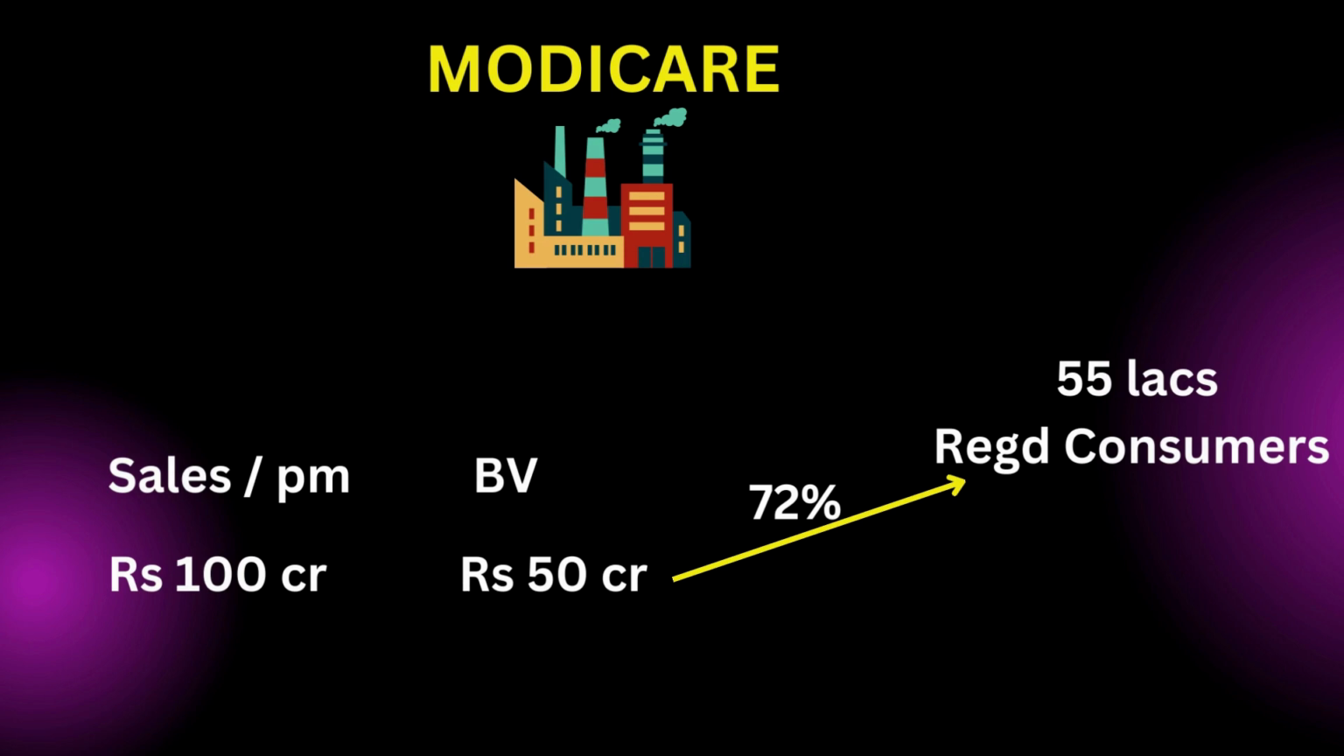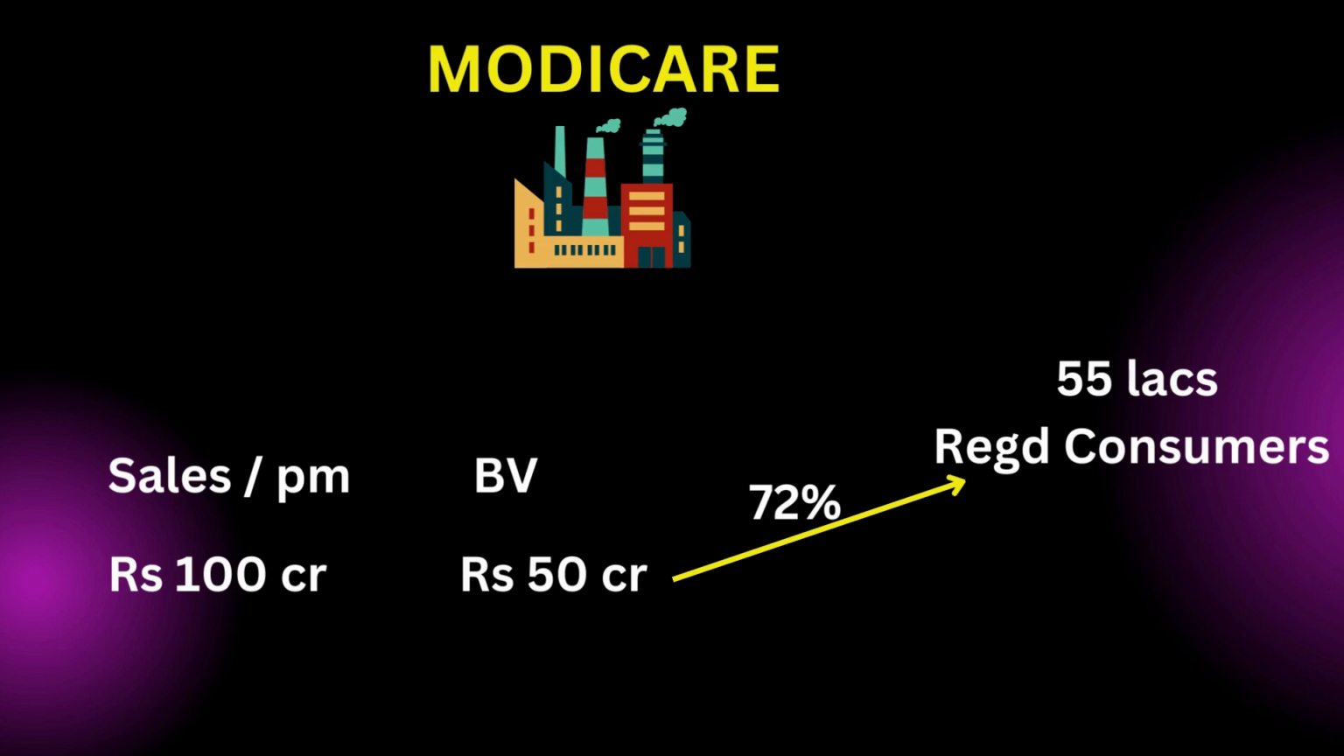Now, when you come across in a newspaper or internet or anywhere that Modicare has a sales of 100 crore per month, that means it has a business volume of 50 crore, and around 72% is paid out to its registered consumers, which at present is 55 lakhs.